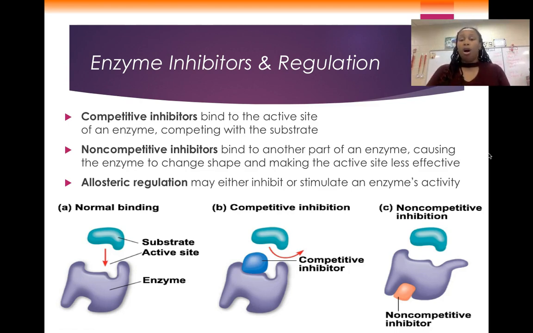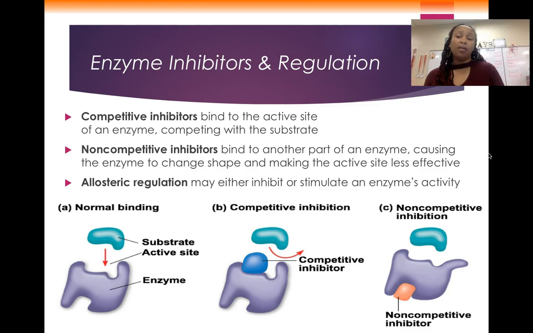Competitive inhibitors may be a chemical, it may be an antibiotic, but a competitive inhibitor is something that is going to compete with the substrate for the active site. So it's going to bond to the active site of the enzyme. And if the substrate cannot bond to the active site of the enzyme, then it cannot be turned into the products. So I am inhibiting you by competing with you for that active site.